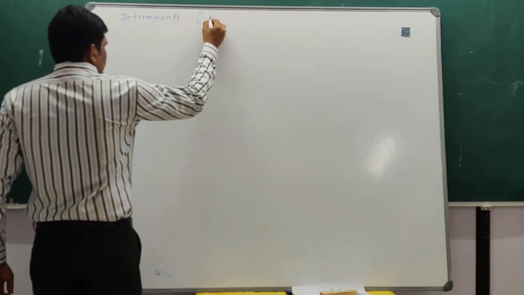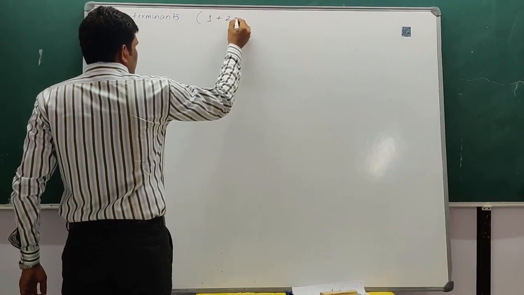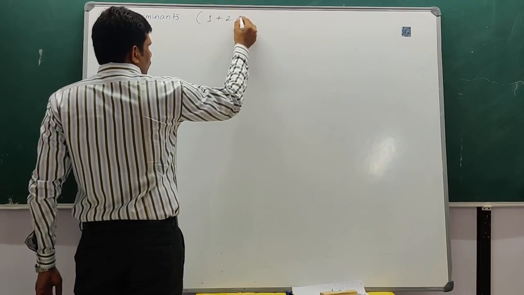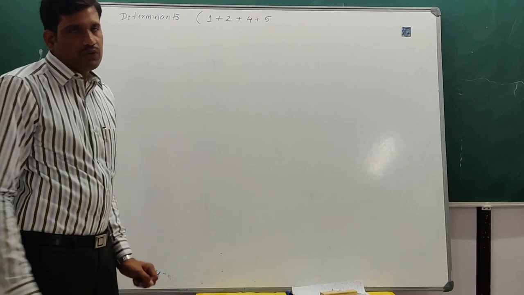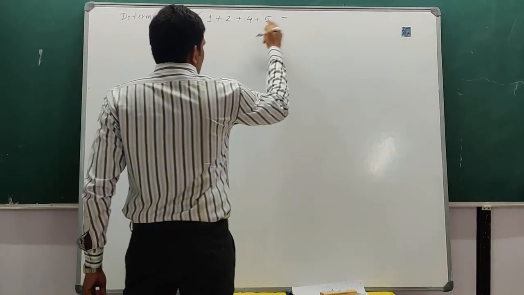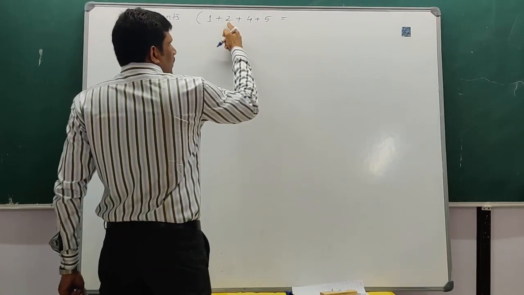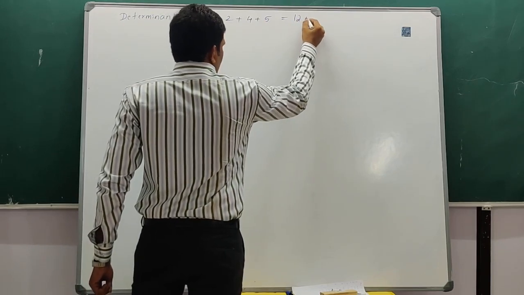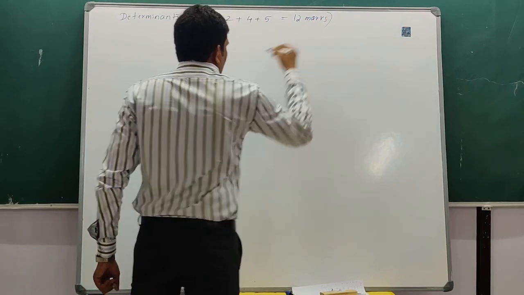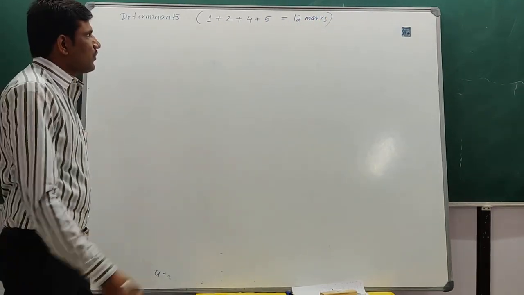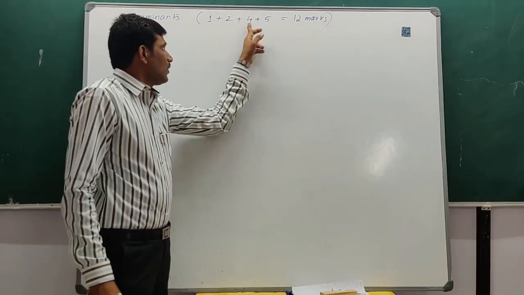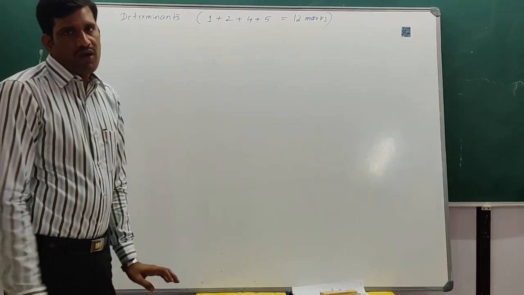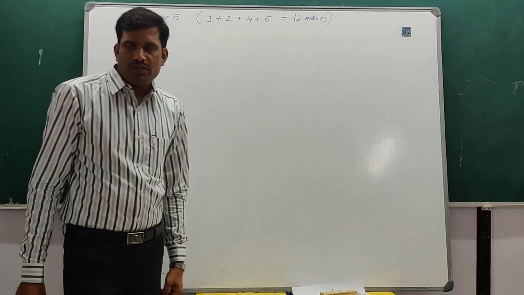The weightage of this topic is one 1 mark question, one 2 mark question, one 4 mark question and one 5 mark question. So therefore the total weightage is 12 marks. Right? So in determinants we are having 12 marks. The total weightage of this topic is 12 marks.